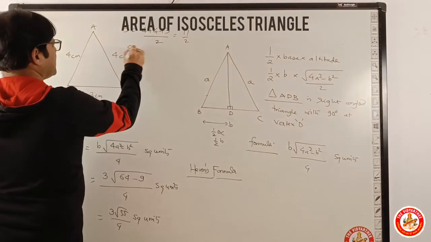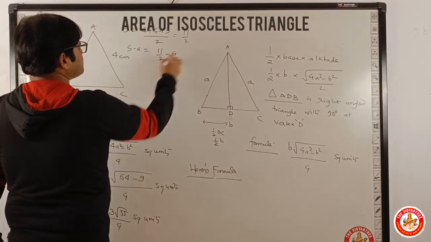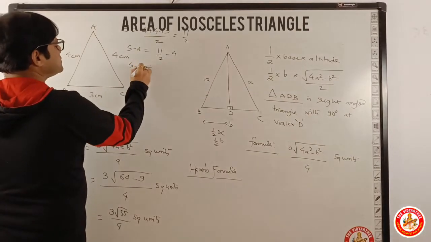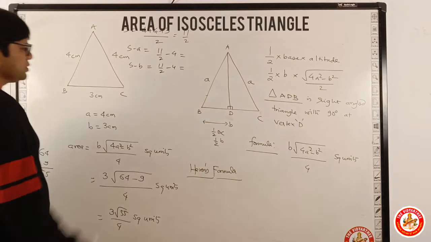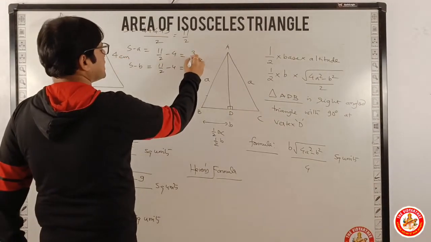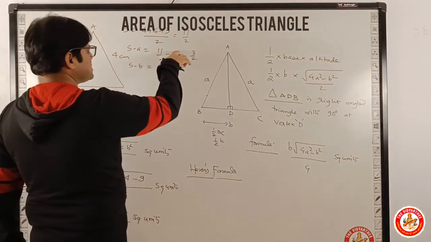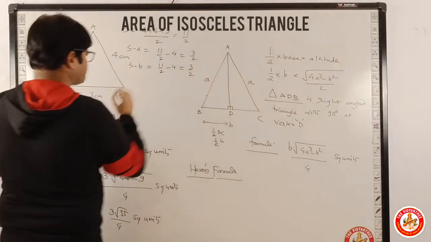So what is S minus A? It is 11 by 2 minus 4. What is S minus B? It is the same, 11 by 2 minus 4. So what is 11 by 2 minus 4? It is 3 by 2. Cross multiply: 11 minus 8 divided by 2, that is 3 by 2. This is also 3 by 2.